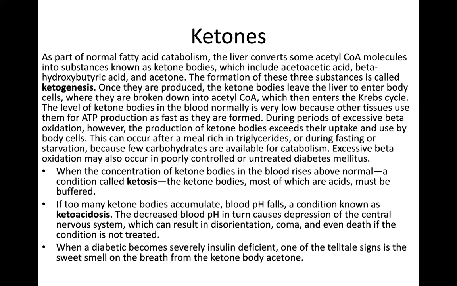Once they're produced, these ketone bodies leave the liver, where they enter our body cells, and there they can be broken down into acetyl-CoA to enter the Krebs cycle. The level of ketone bodies in our blood normally is very low because other tissues use them for ATP production as fast as they're formed. But during periods of excessive beta oxidation, production of them exceeds their uptake and use by our body cells.